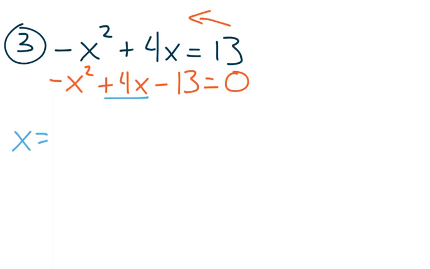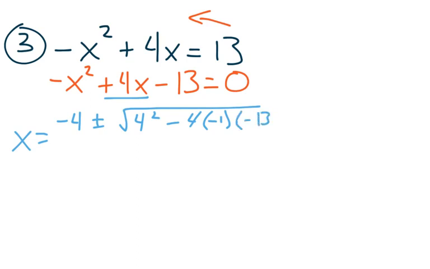X equals negative b, so b is positive 4, so then the opposite is negative 4, plus or minus the square root of b squared, so 4 squared, minus 4 times a, which is negative 1 this time, times c, which is negative 13. And all of that gets divided by 2 times our a value, which is negative 1.